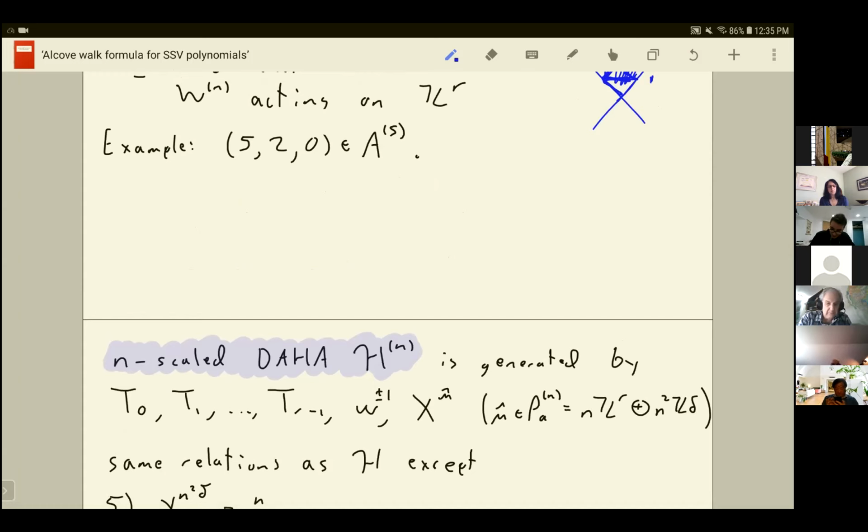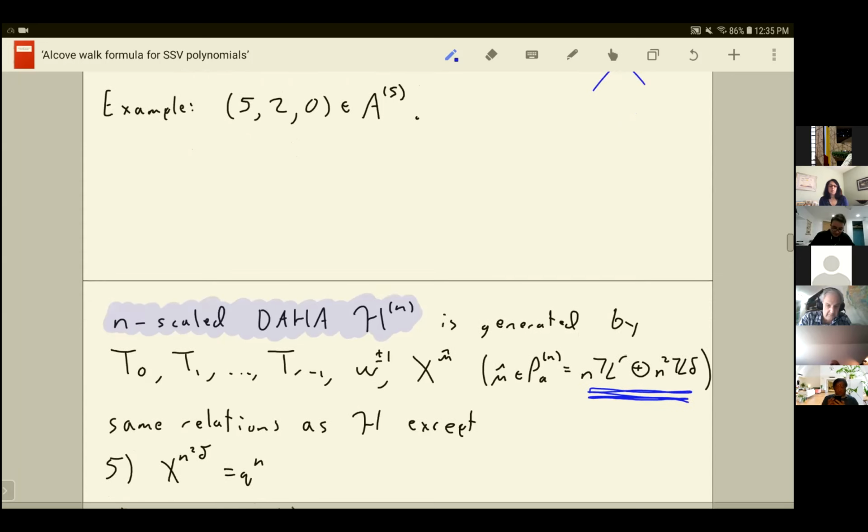And now we have X^mu, but now mu is in the n-affine weight lattice. All the relations are just like they were before, the braid relations, the quadratic relations. The only thing that's different is, first, again just bookkeeping really, x^{n^2 delta} is now q^n. So we really only expect multiples of delta to appear with an n squared in front of them, and that's what's producing these q's.